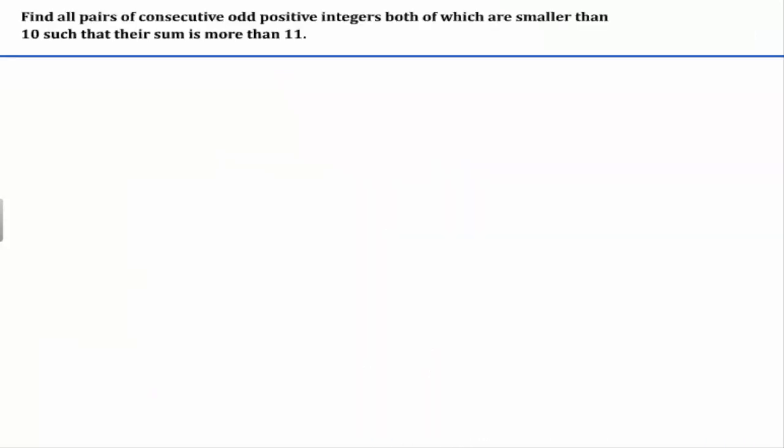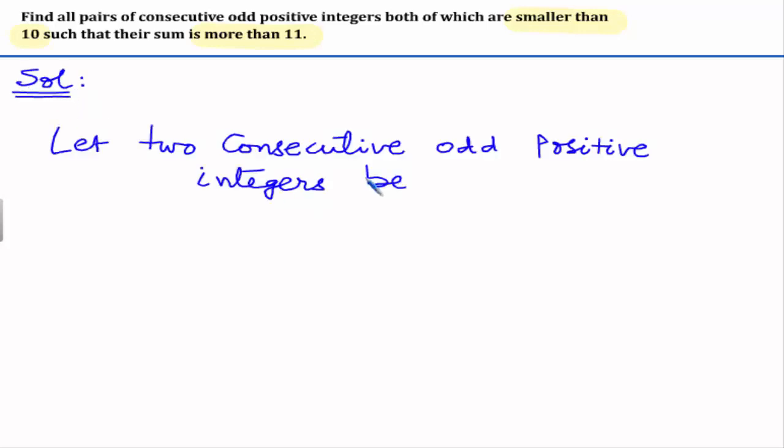Now in this question, we have to find out all pairs of consecutive odd positive integers such that both of them are smaller than 10 and their sum is more than 11. Let us do that now. Let two consecutive odd positive integers be x and x plus 2. You know that the two consecutive odd positive integers will have a difference of 2.